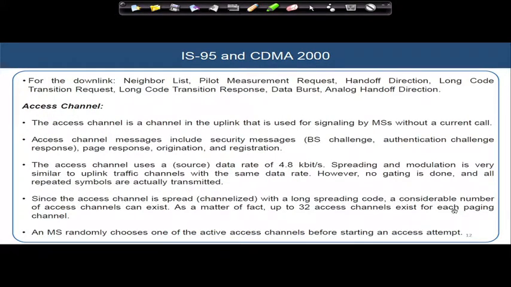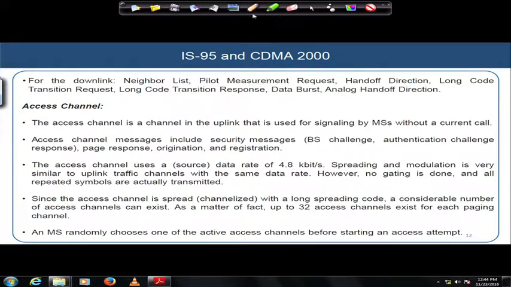For downlink, such control messages will be the neighbor list, the pilot measurement request, handoff direction, long code transition, long code response, data burst, as well as the analog handoff direction. So, this was about the traffic channel.